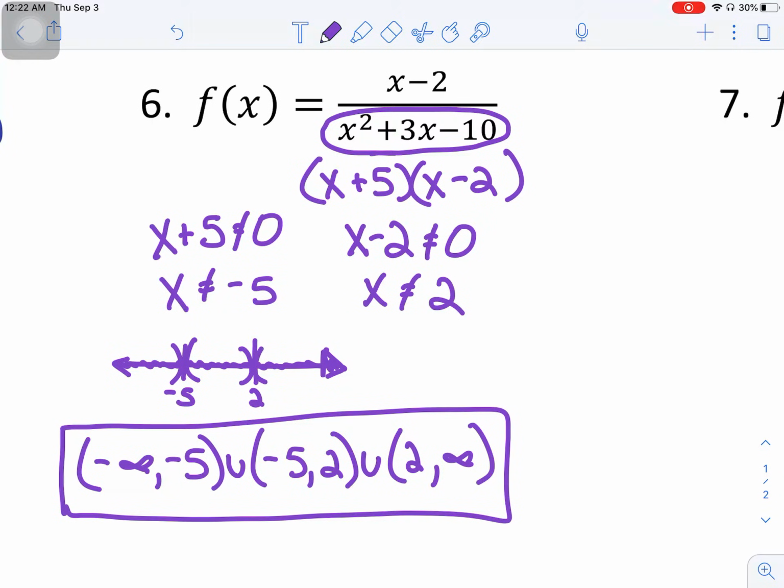Again, why did I not even pay any bit of attention to the numerator? Because the numerator can be anything. It can be 7, it could be 12, it could be negative 300. I don't care. It could be anything it wants to be, including the number 0. So all I have to focus on is the denominator part.